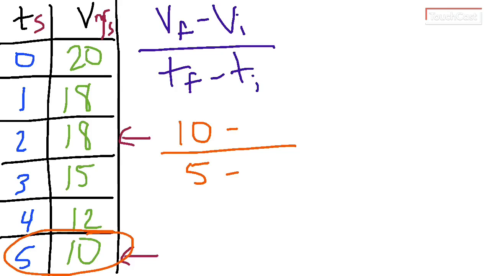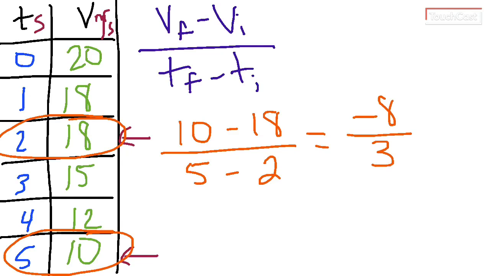Okay, and what about our initial? So when did we start this? And in this case, my question was, what was our acceleration from 2 seconds to 5 seconds? So that means right here is our initial. And so our initial velocity is 18 meters per second, and our initial time was at 2 seconds. All right, and so let's go ahead and write this out, and we should have a -8 on top and a 3 on the bottom.